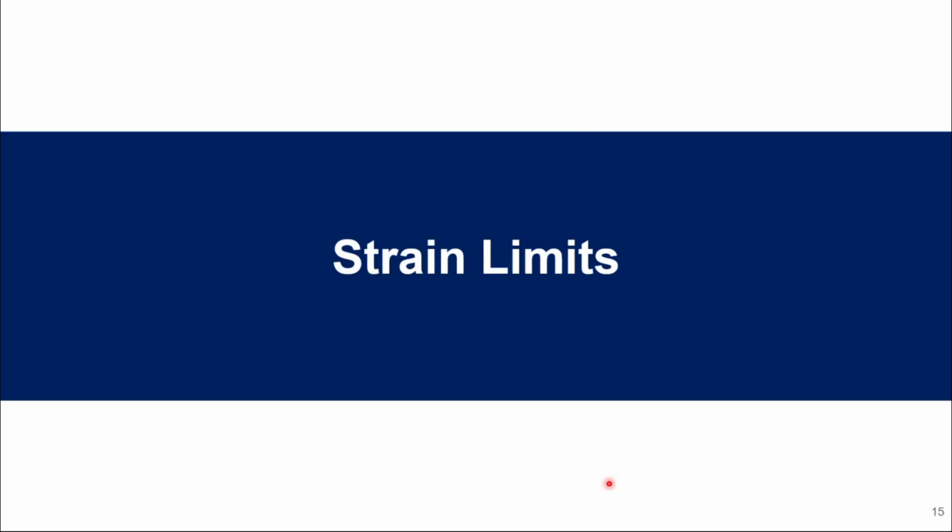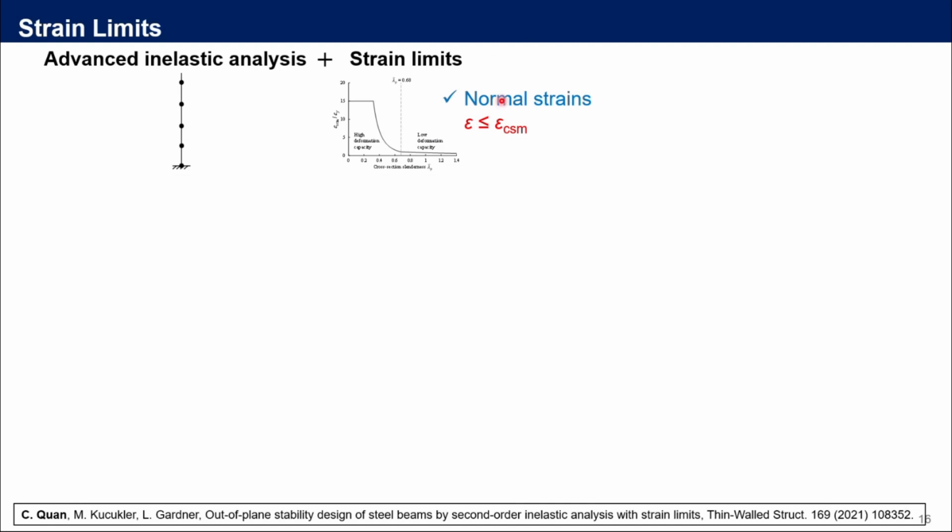Okay, after resolving the issue of imperfection, now let's look at the second issue we addressed in the application of the advanced design method. That is the limitation of the strain limit. The original CSM strain limits were developed only considering normal strains without considering any shear stresses. For pure compression or pure bending cases, there is no problem, because we could only consider the normal stresses and strains. But how should we consider these shear effects on the cross-section resistance?